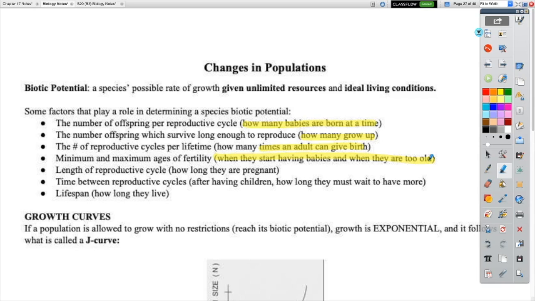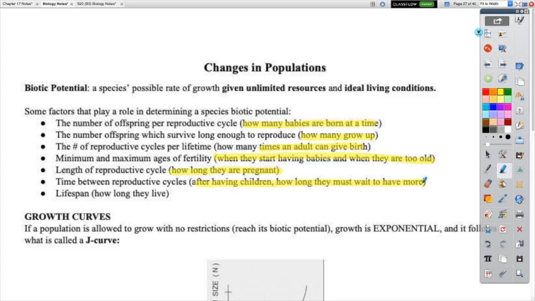Okay. The length of a reproductive cycle. How long are you pregnant? Humans, again, pretty long, right? It takes 9 months for a human to conceive a baby and then have a baby. There's organisms out there that can do it in like a day. So they can grow their populations a lot quicker if they're allowed to. The time between reproductive cycles. So, again, just after having children, how long must you wait to have more?